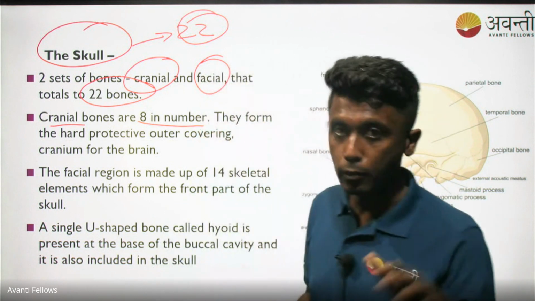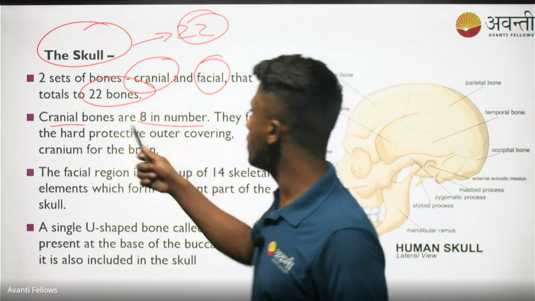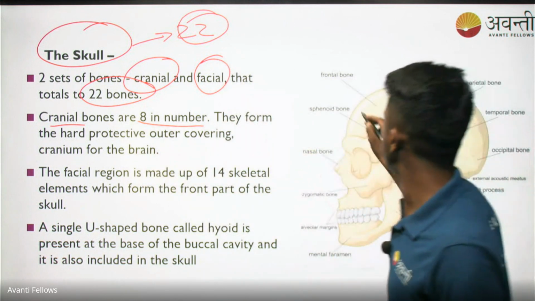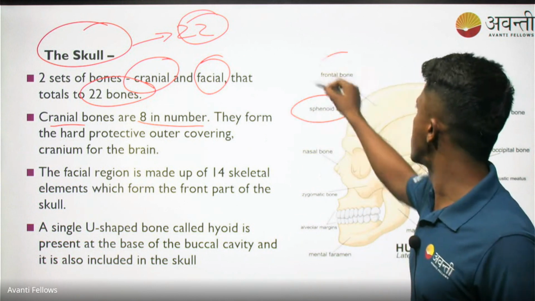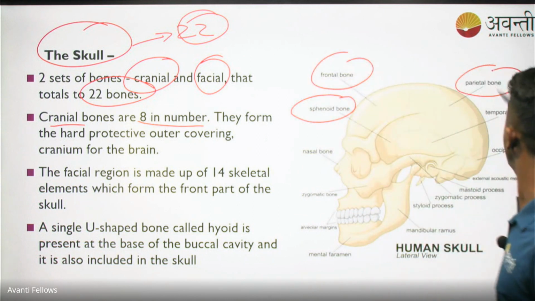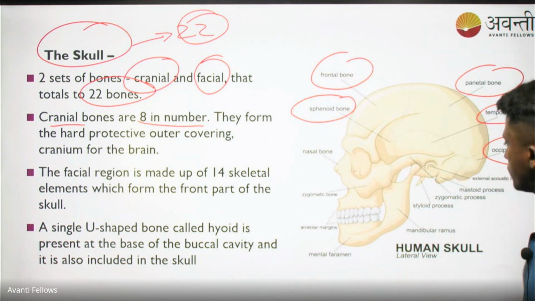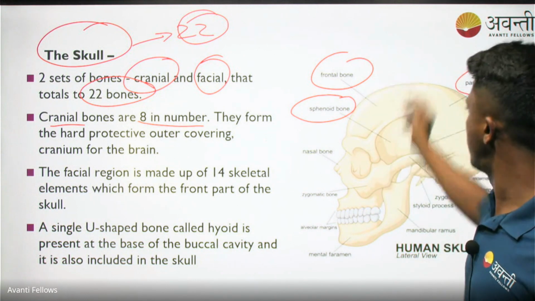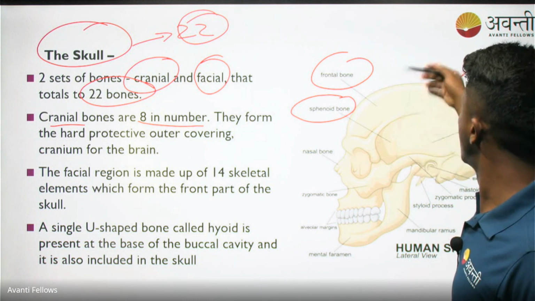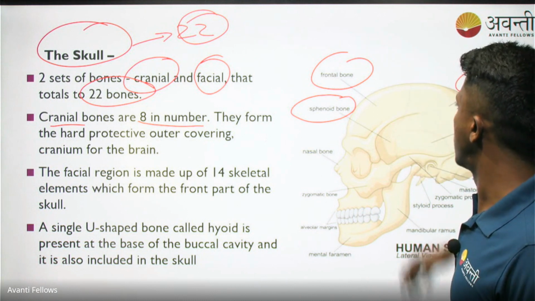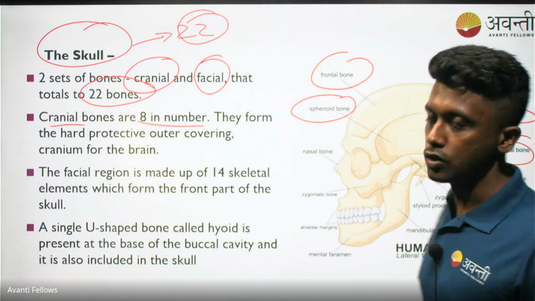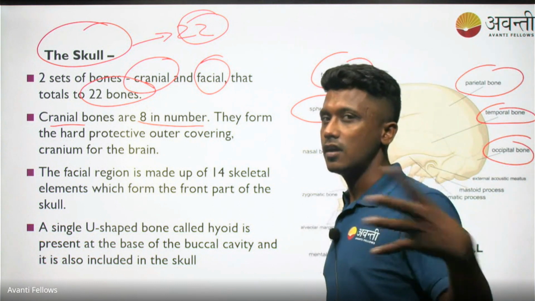They're all flat bones. Some examples of cranial bones are the sphenoid bone, frontal bone, temporal bones, parietal bones, and occipital bone. You might think, why did you mark only 5? Now, if you see the temporal bone, there are 2 in number. Similarly, the frontal bone is 1 in number, and the occipital is 2 in number. So they make up a total of 8 in number.